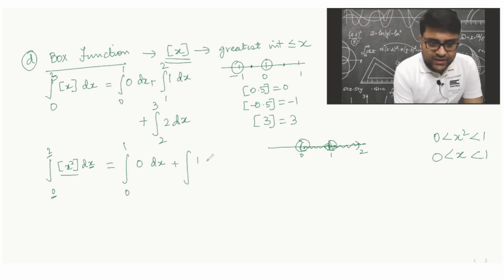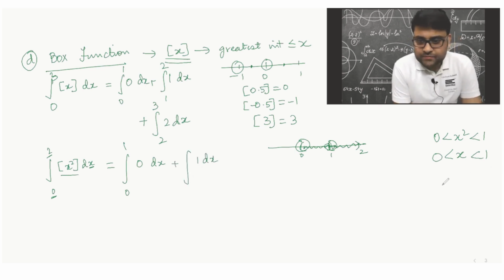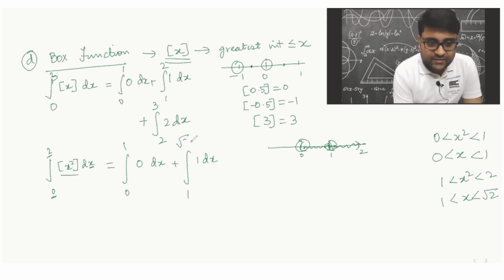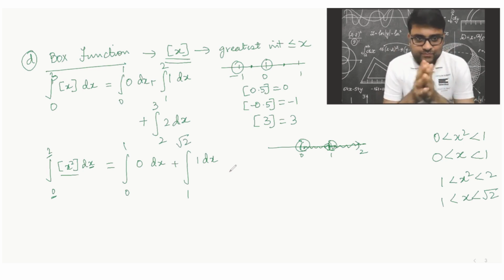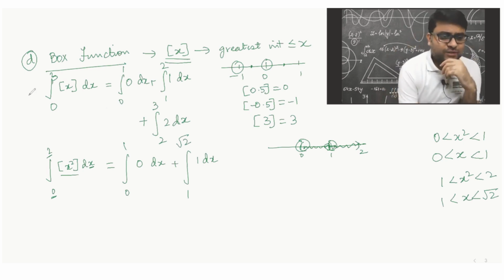Please understand, box x square will be equal to 0 if x square lies between 0 and 1. Similarly, box x square will take the value 1 when x square lies between 1 and 2. That means x has to lie between 1 and root 2. So I'll write this as 1 to root 2, 1 dx. Please try and follow this. This was the simple box function.